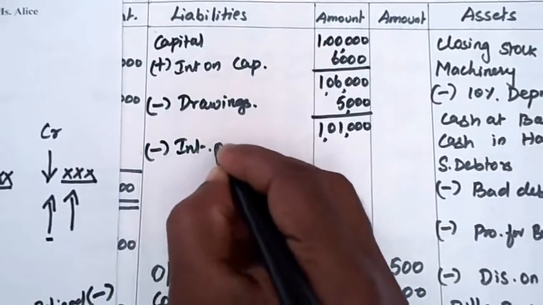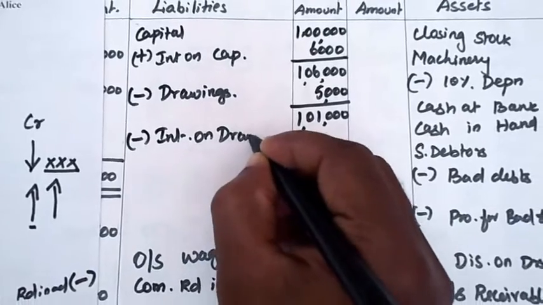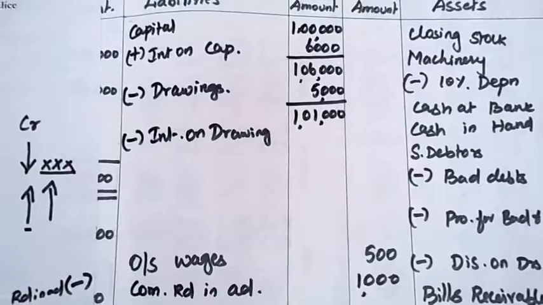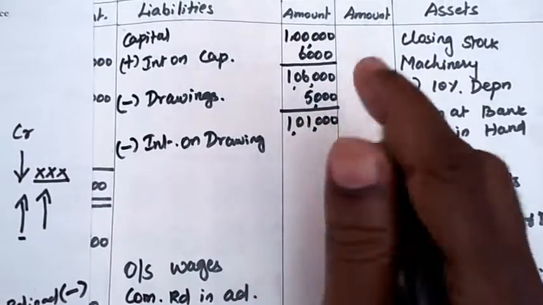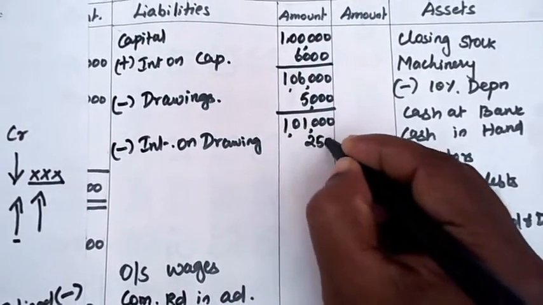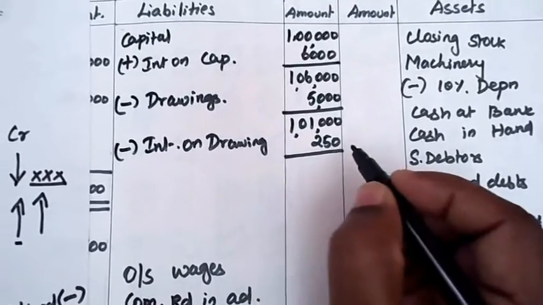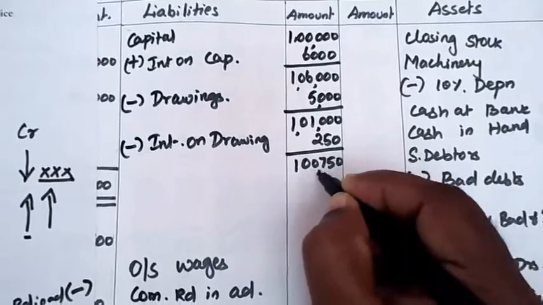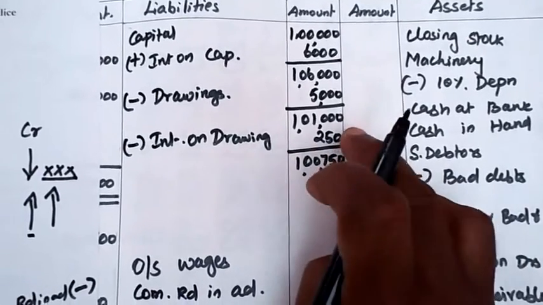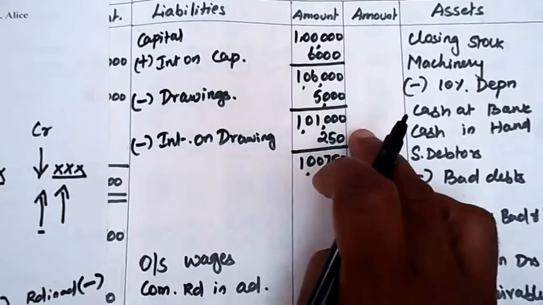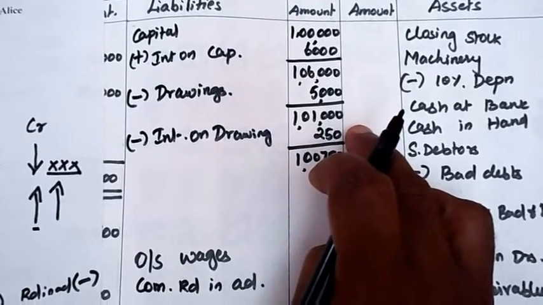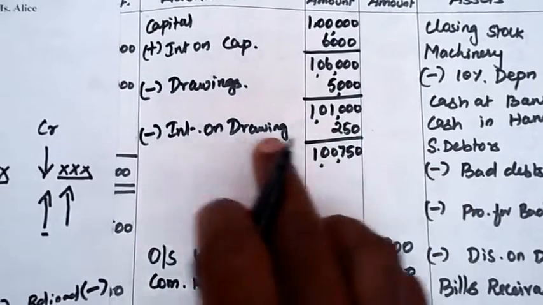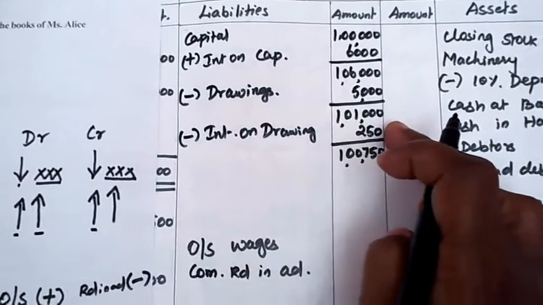Interest on drawings. How much? Interest on drawing 5%, no? So 5% on 5,000, 250. What is the balance? 1,00,750. So this is the amount which is taken from the adjustment. If any adjustment, whether it is an added item or a less item, that should be shown on the other side also. Okay, so this interest on drawing is subtracted from capital, no?